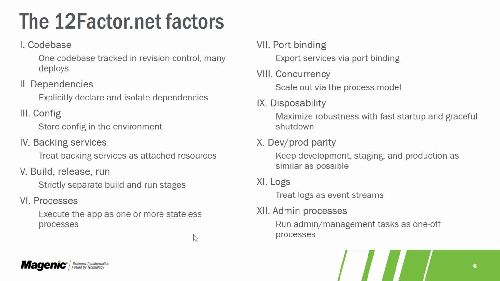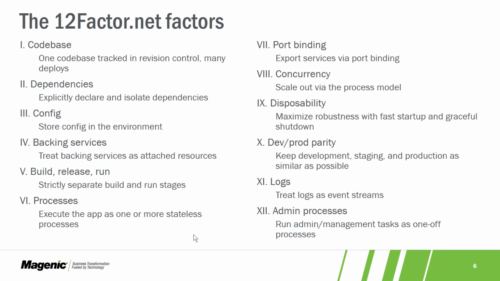Concurrency. We're going to talk about this more, but generally speaking, we want to favor scaling out. In other words, creating additional instances of the deployable units over something like threading or scaling up. Disposability. We're going to talk about this a lot more, but basically, each module should start fast and gracefully shut down.